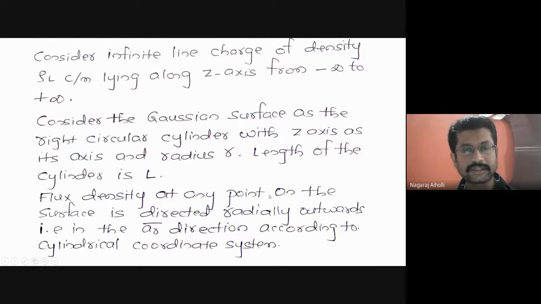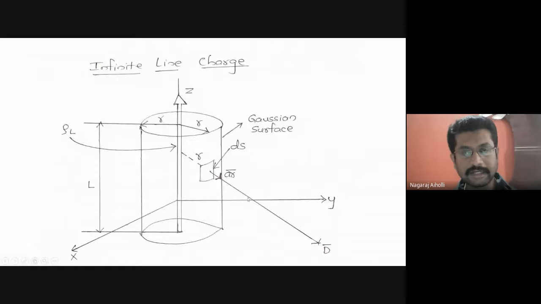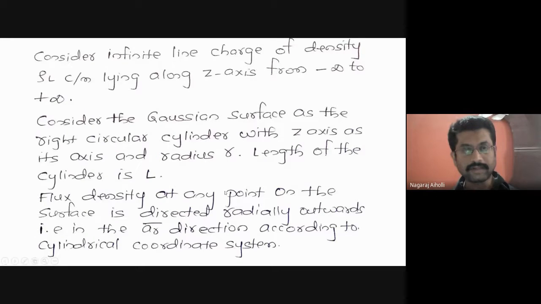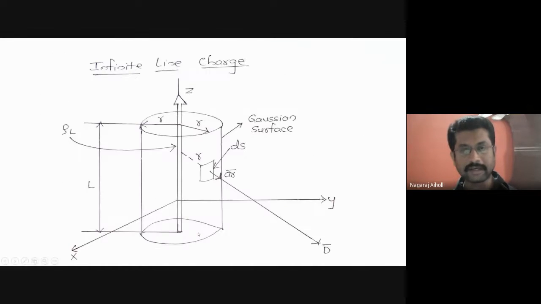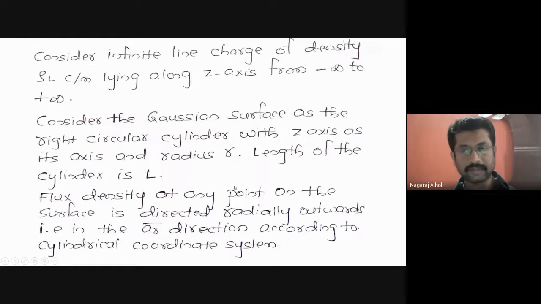Flux density at any point on the surface is directed radially outwards. Correct? The flux will be along the surface of the cylinder, and it is directed radially outwards from the center. That is the direction of the electric flux density, in the a R bar direction. a R bar is along the radial direction according to the cylindrical coordinate system.